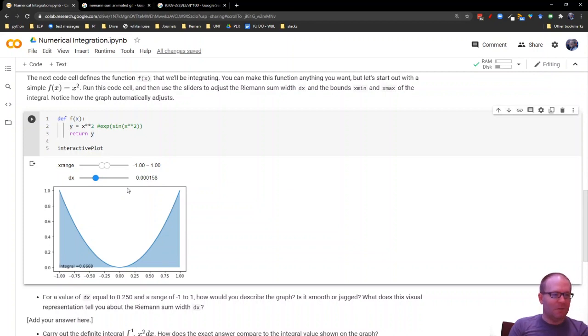Ooh, look at that nice smooth parabola we had there. And we're only off by 0.0001 now. Or 0.0001 and some change, yeah.